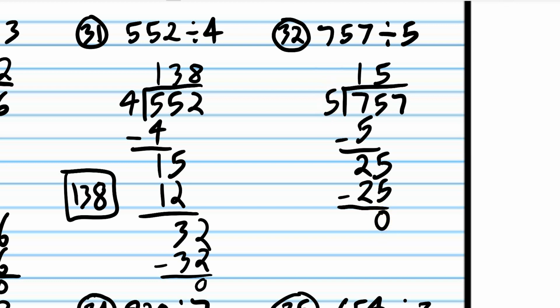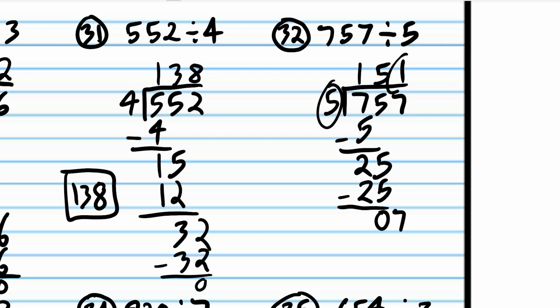So what that means is we have to bring down the next number because 5 doesn't go into 0, right? So bringing down the 7. Now how many times does 5 go into 7? It goes in one time. We put our 1 there. That's the first step of the third cycle, the last cycle.